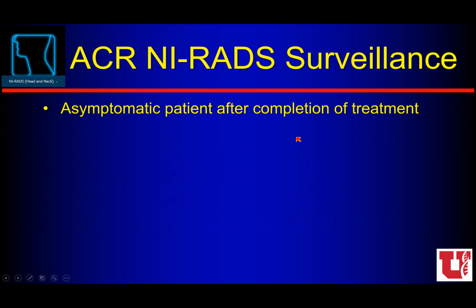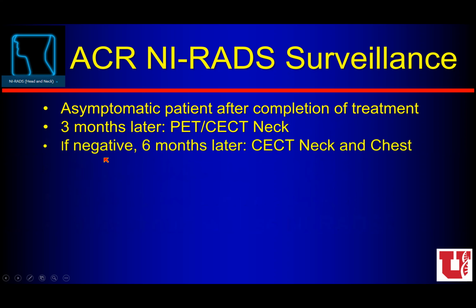If I have a patient after they've completed therapy and they're asymptomatic, we can just do a standard PET-CT 3 months after they finish therapy. So after surgery, chemo, radiation, whatever, 3 months after they finish, we're going to get a PET-CT. If that's normal, then 6 months later, and they're still asymptomatic, we're going to get a contrasted CT of the neck and the chest. Again, the chest we include because some patients have distant disease later on.